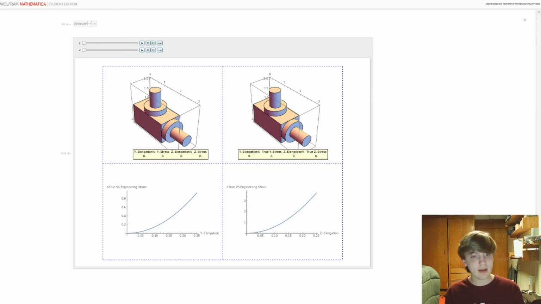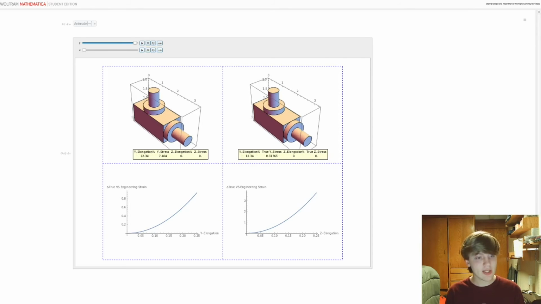Now here I have two pistons attached to a rectangular prism of dimensions 1 by 1 by 2. Now this rectangular prism has a Young's modulus value of 60 gigapascals, and we'll see if I elongate it in the y direction, activate that piston. On the left side you can see a calculation of engineering stress, and on the right side you can see a calculation of true stress.